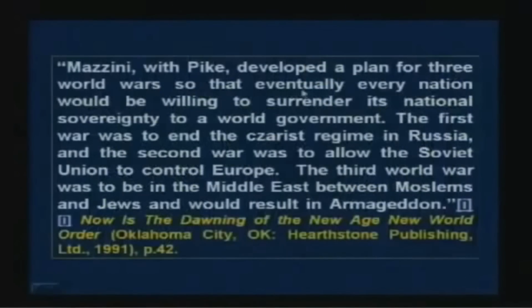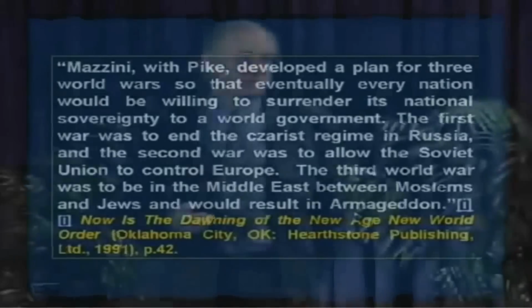Well, here's another quote, just in case people don't like that quote. Mazzini with Pike developed a plan for 3 world wars so that eventually every nation would be willing to surrender its national sovereignty to a world government. The first war was to end the Tsarist regime in Russia, the second to allow the Soviet Union to control Europe, the Third World War was to be in the Middle East between Muslim and Jews and would result in Armageddon. Interesting. Now, how were they going to do it? Let's read what Albert Pike wrote about these wars and how they were going to be unleashed.